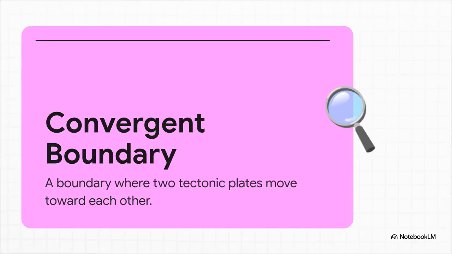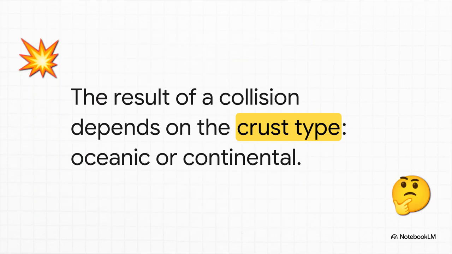Again, the definition is simple. Two plates moving toward each other. But unlike, say, a simple car crash, what happens when two continent-sized plates collide depends completely on what kind of plates they are. Yeah, it all comes down to the type of crust. Are we talking about a dense, heavy oceanic plate hitting a lighter, more buoyant continental plate?